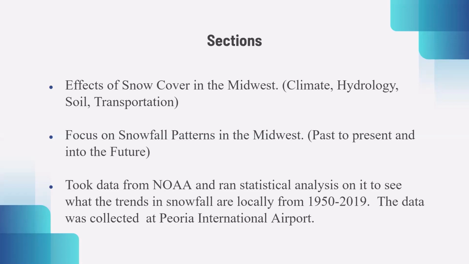This was also done through a literature review. We looked at from the past up until present. This was pretty much from between the mid-20th century all the way up until now, and into the future, which is defined as the mid-21st century. Our third section took data from NOAA and ran statistical analysis on it to see what the trends in snowfall are locally in our area from 1950 all the way to 2019. The data that we used was collected at nearby Peoria International Airport.